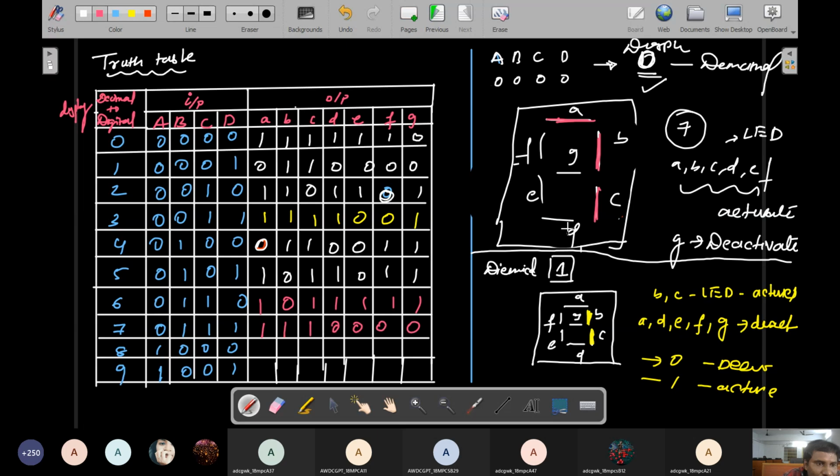If you want 8, 8 is nothing but all are activated, so all are in the high condition. And if you want 9, see, this one is not activated. Actually this is 9. The pink color represents 9. So only E is deactivated, and the remaining are all activated. So simply for E put 0, and the remaining are all 1s. So this is the truth table.